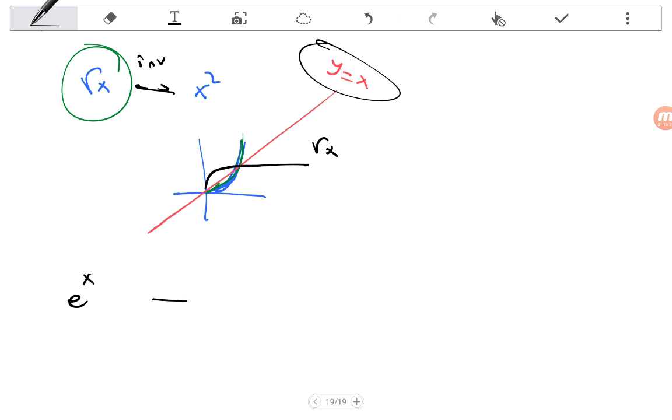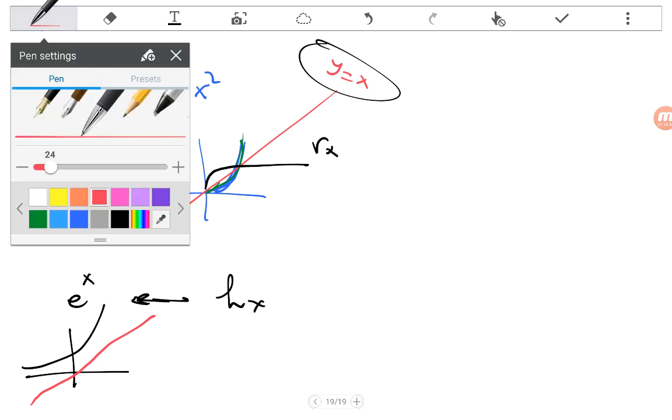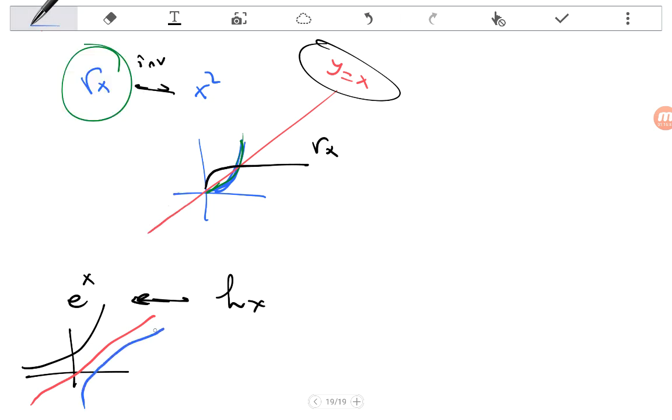Now we have learned that e power x and ln x are inverse functions to each other. So this is the graph of e power x. What would be the graph of ln x? I will just make a reflection about y equals x. The new graph would be something like this. This is 1, and this will also be 1, because e power 0 is equal to 1. So that blue graph is just the ln.